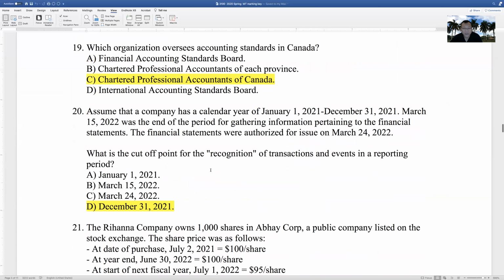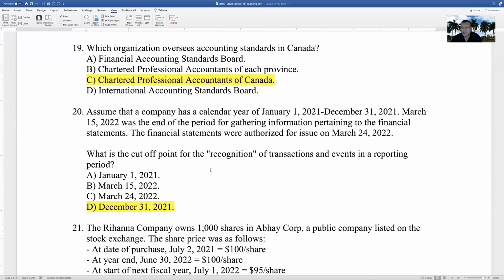Question 19, which organization oversees accounting standards in Canada? So CPA Canada, CPA Canada.